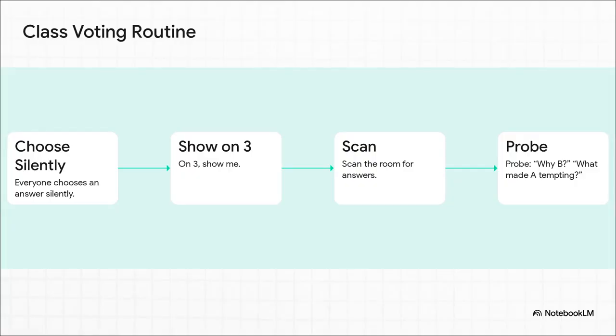1. Students choose their answer silently. This is so critical for getting independent thought. 2. On the count of 3, everybody shows their answer. This stops students from just copying their neighbor. 3. You scan the room for that instant snapshot. And 4, and this is maybe the most important step of all, you probe. You ask those follow-up questions to really dig into their thinking.